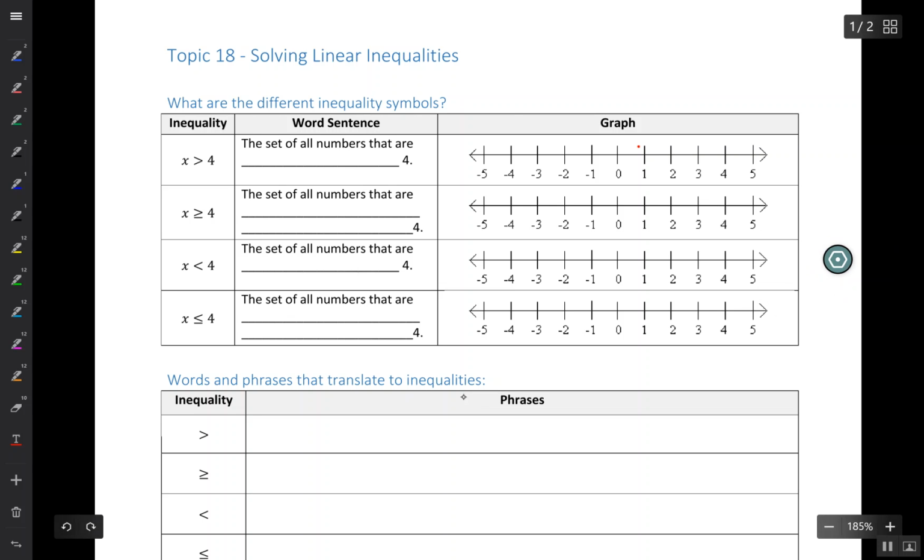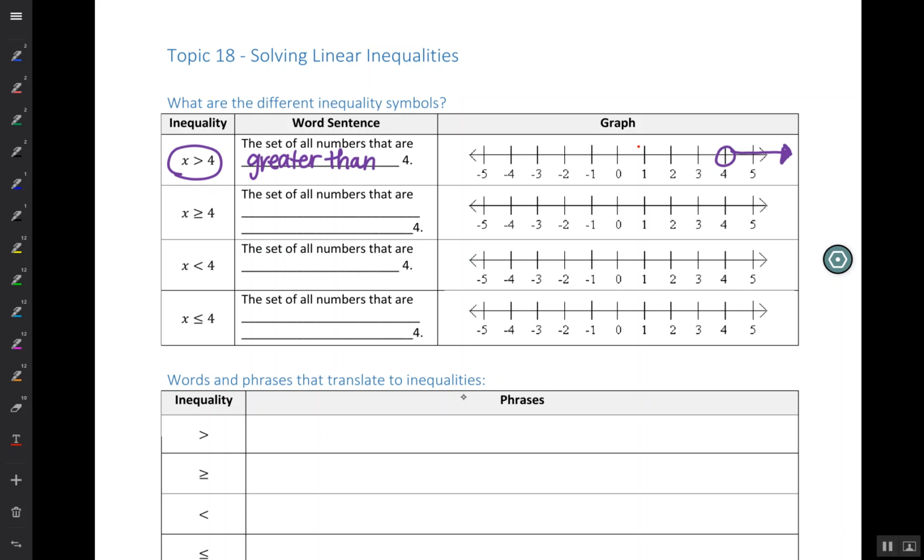So this first symbol here is the greater than symbol. So this is the set of all numbers that are greater than 4. But remember, if you don't have the equal to underneath, 4 is not greater than itself. So we're going to put an open dot here. So then for x to be greater than 4, we're going to make it go to the right.